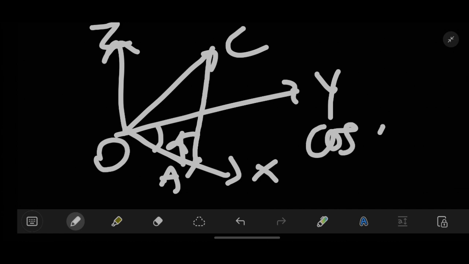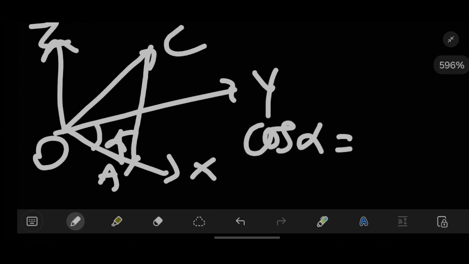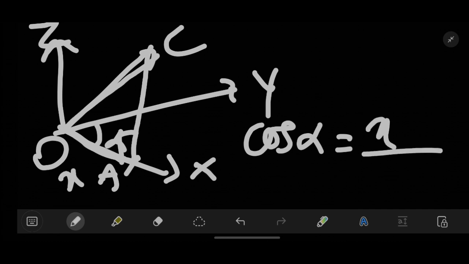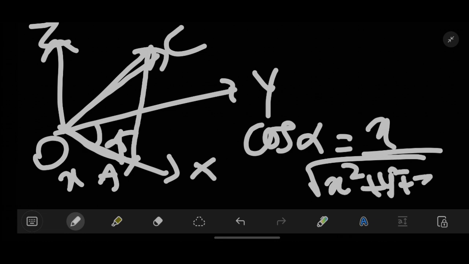Now cos alpha, how will you write it according to trigonometry? Adjacent by hypotenuse. So this is adjacent, right? So the adjacent side is x. Hypotenuse is the magnitude of OC. The OC vector magnitude we have just seen: root of x square plus y square plus z square. In a similar way we will write for cos beta and cos gamma. I hope it is clear.